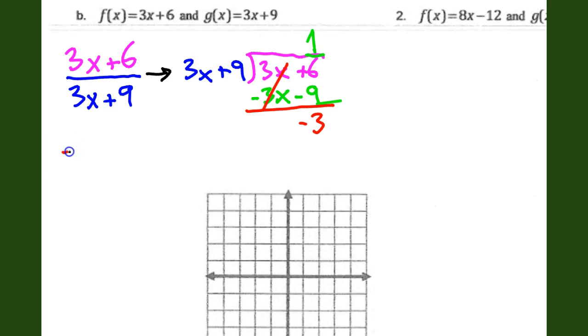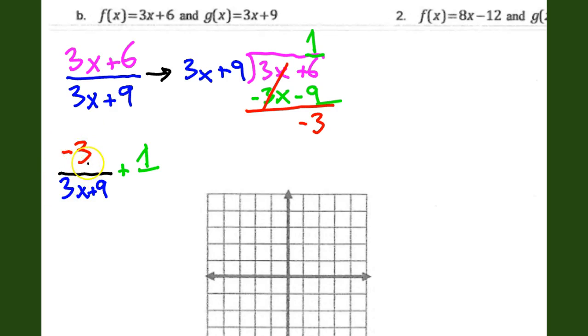So we'll have -3 on top over 3x plus 9 and plus our quotient, which is the horizontal asymptote. Now, you can see here, neither the top is 1, nor is the coefficient of x 1. So we'll have to fix both.